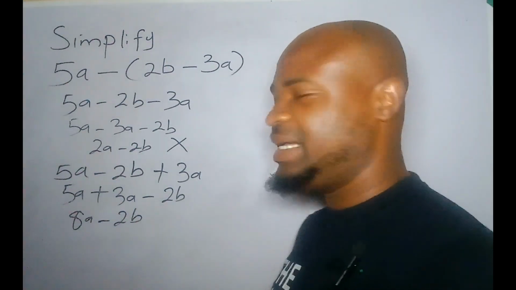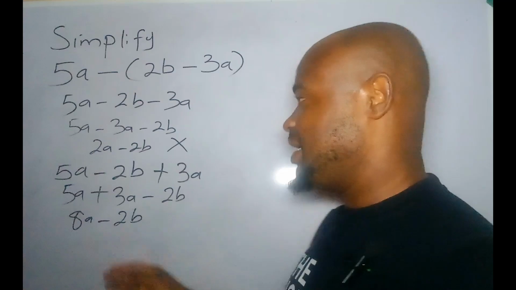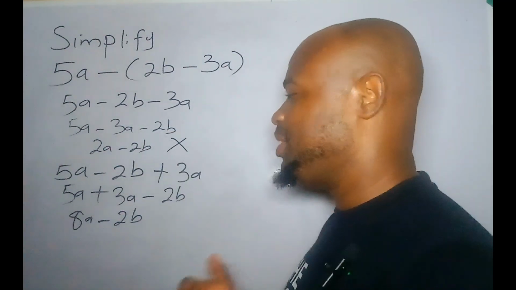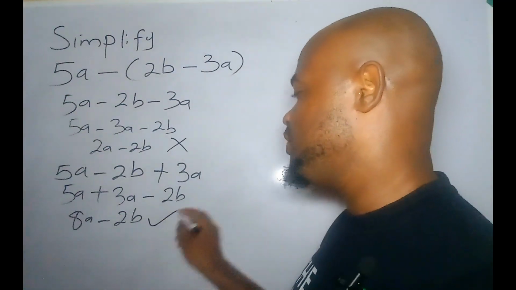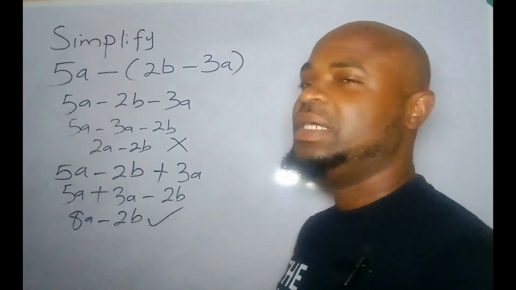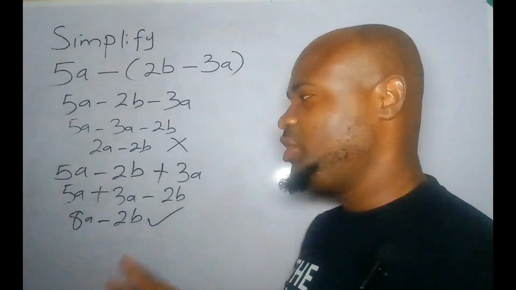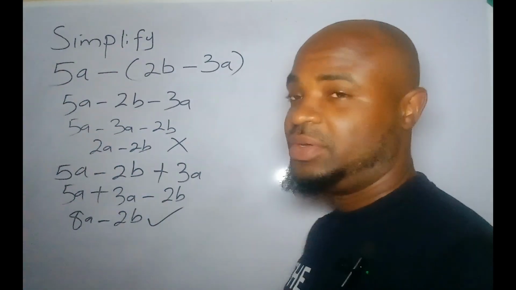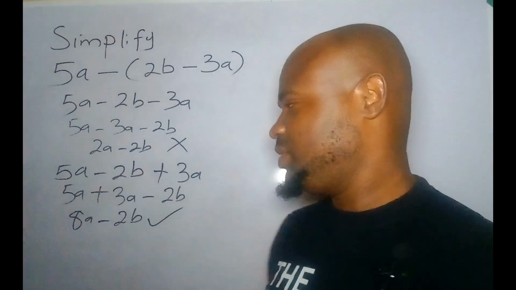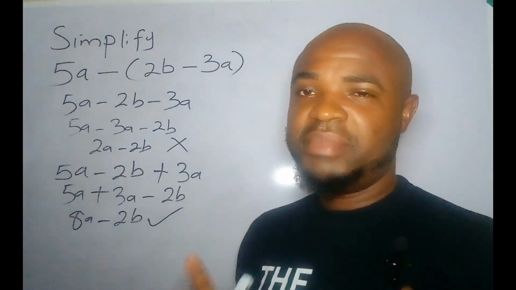So my answer is 8a minus 2b, as against what I got initially, 2a minus 2b. So this is the correct way of solving it. Like I said, you can decide to take it further by factorizing, but I'm not going to be factorizing in today's class. So I'm just going to be leaving my answer as 8a minus 2b.